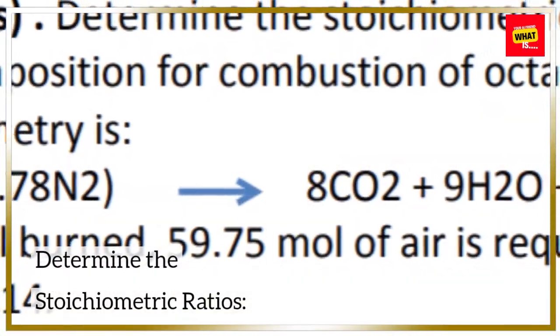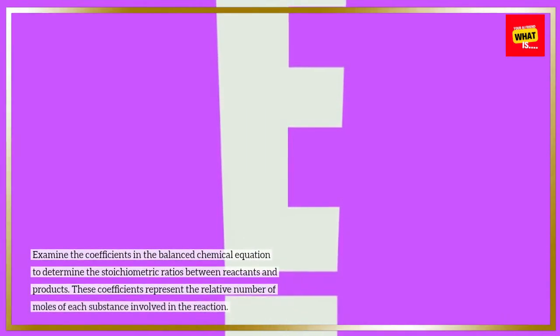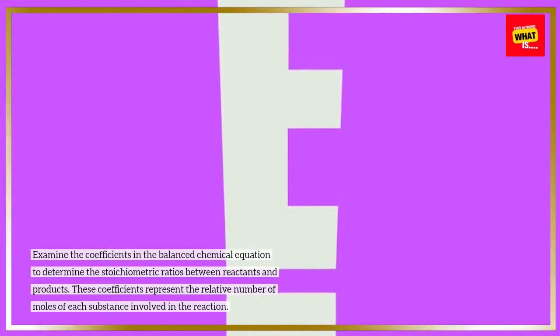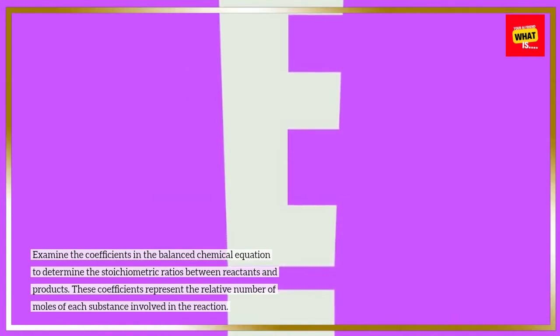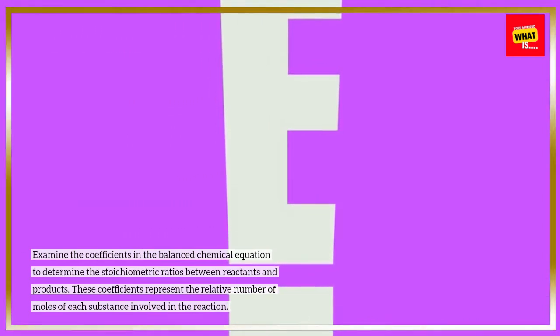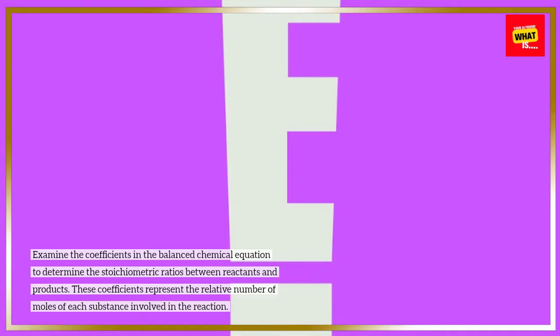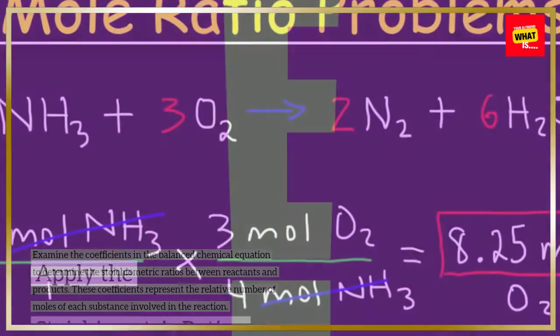Determine the stoichiometric ratios. Examine the coefficients in the balanced chemical equation to determine the stoichiometric ratios between reactants and products. These coefficients represent the relative number of moles of each substance involved in the reaction.